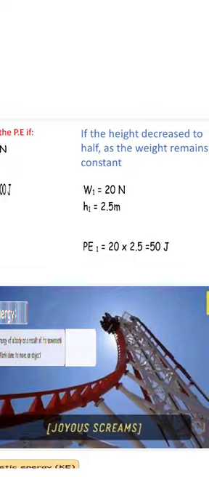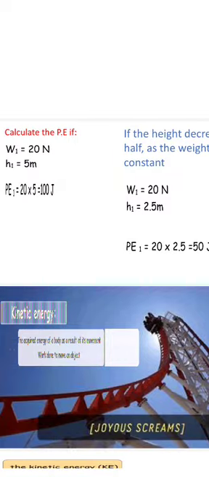Then calculate the potential energy. 20 times 2.5 equal 50 joule. The potential energy in the first case was 100 joule. It becomes 50 joule. What will happen? The potential energy decreases to half. And there are many ideas and different problems in the revision sheet.